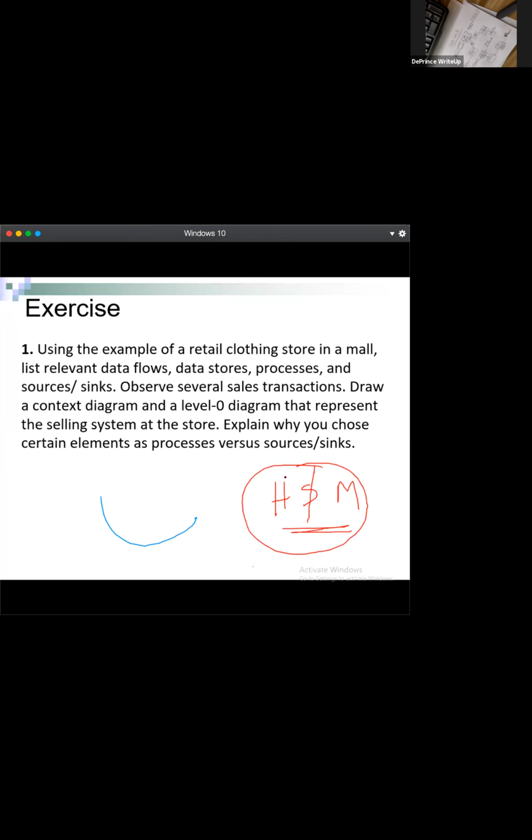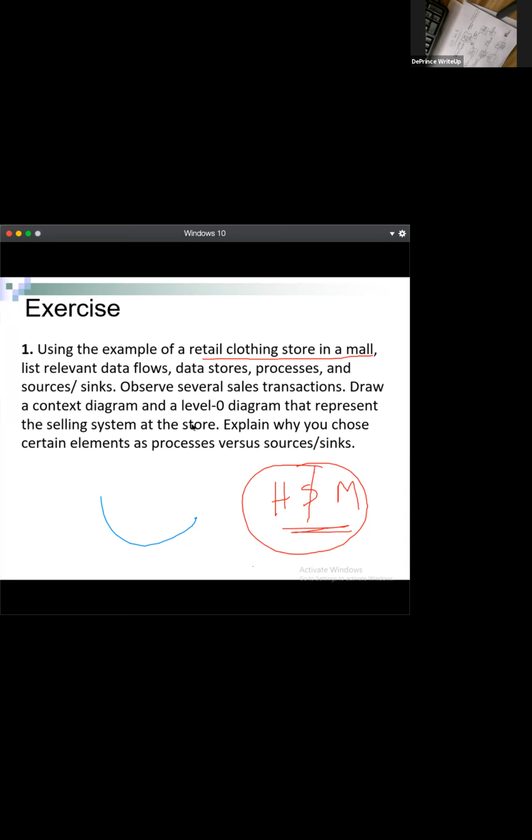You go to this store, H&M store, to buy clothes, okay, in the mall, okay? List the relevant data flows, data process, source, and sink, okay? And then observe several sales transactions. What happens? Okay, now I need you to create the idea from your mind, okay? Draw a context diagram, level 1, that is the first level, and then level 0 diagram that represents the selling system at the store. And pretty much this is the question I want you to do, okay?